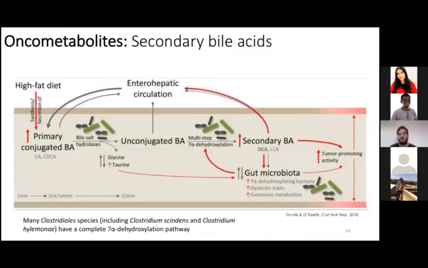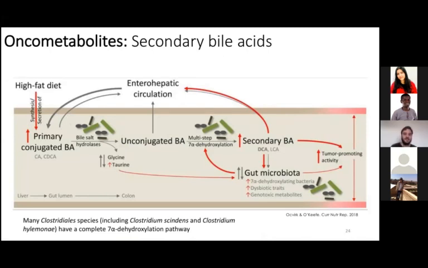And then I'd like to talk a bit about, so not only certain bacterial species have been associated with colorectal cancer, but also different microbial metabolites. So here I term them oncometabolites. So these are metabolites that have been shown to have some sort of oncogenic or carcinogenic potential. So one of them that I'll talk about is the secondary bile acids, where you have a high fat diet.